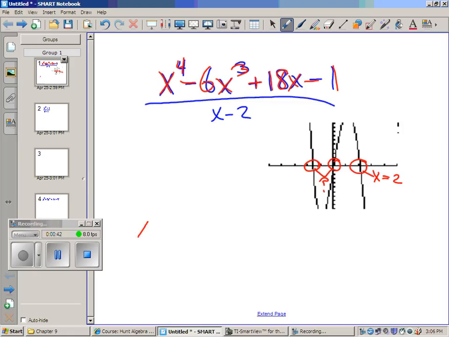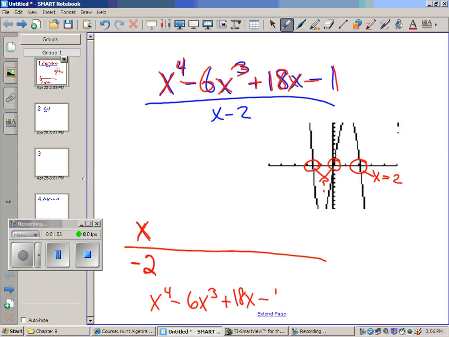And I do that using this Polydoku, I call it. So I'm going to take x minus 2, and I'm just going to write x minus 2 like this. And what I'm going to be doing is looking for the answer of x to the fourth minus 6x cubed plus 18x minus 1. And that's going to have to be my answer. So this is how I do the division.